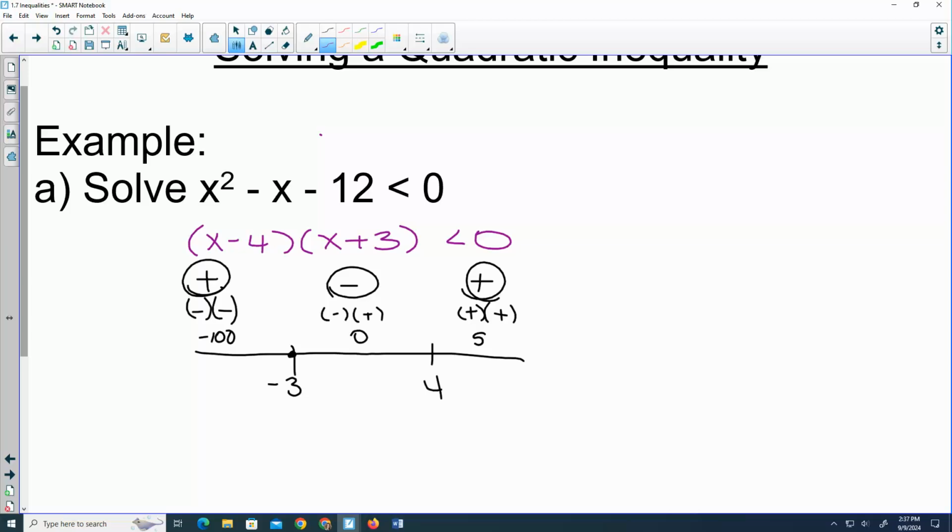Now, I look back, I wanted everything less than 0. Is less than 0 positive or negative? Negative. This was the negative section of my graph. So if I want something that'll be less than 0, the number I put in has to be between negative 3 and positive 4. Was there an equal to? No. So my solution is this. Negative 3 to positive 4.